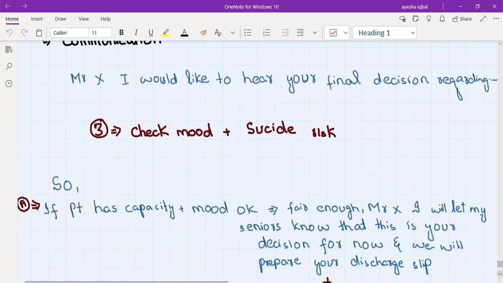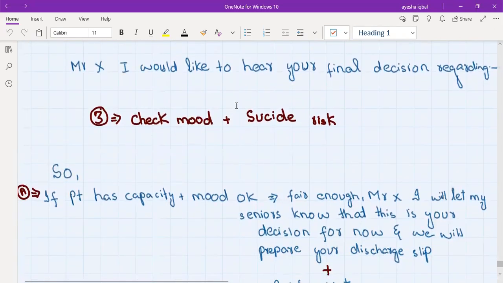The third point is checking mood and suicidal risk. For example, if the patient has a long-term chronic health condition, then you might think, okay, this patient does not want to receive treatment, or does not want to be in the hospital, and is leaving against medical advice knowing all the risks and the benefits. Is it because he's suicidal? So you need to check the mood of the patient and suicidal risk. You don't need to do the full suicide risk assessment, just check the mood.